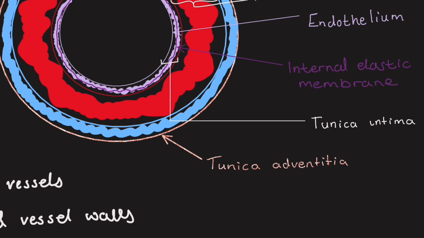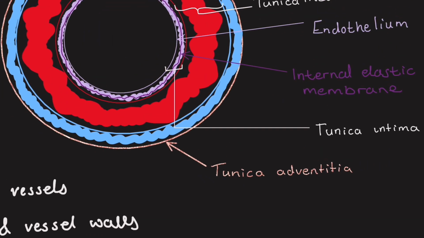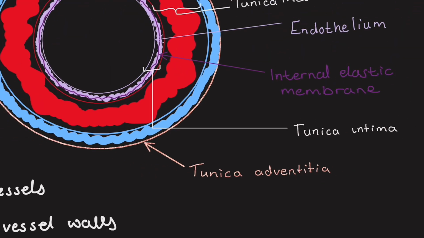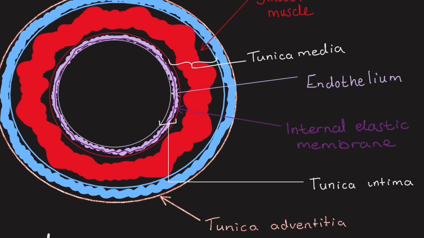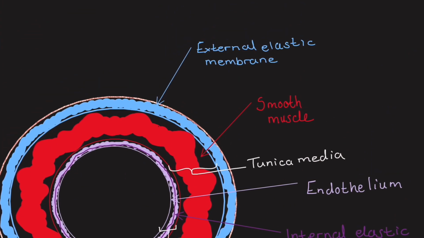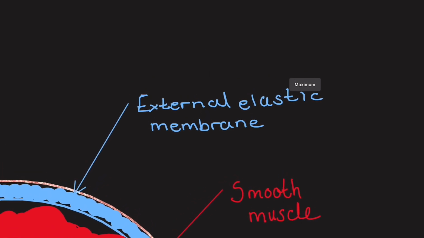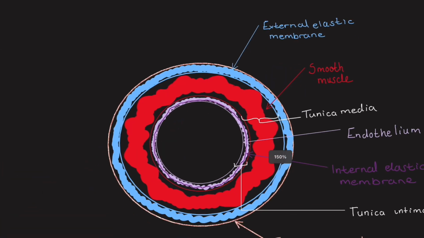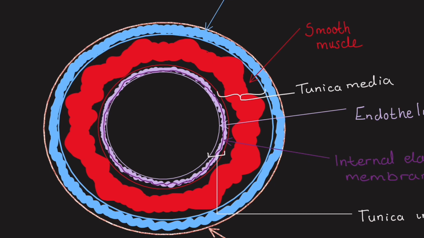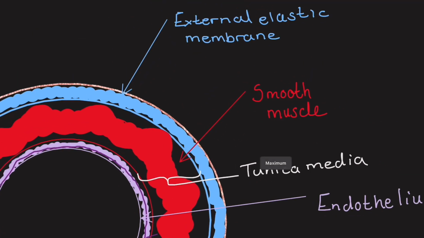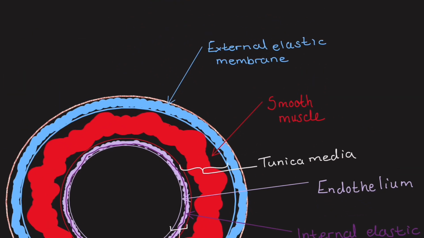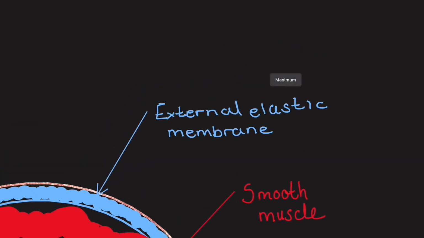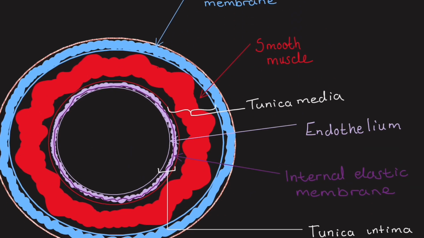Adventitia, this one, the sparkly pink coloured one. That's your very outer layer. Then you have your next layer, which is the external elastic membrane. After that you have smooth muscle, and your tunica media is what's made up of these two layers, so the external membrane and the smooth muscle.